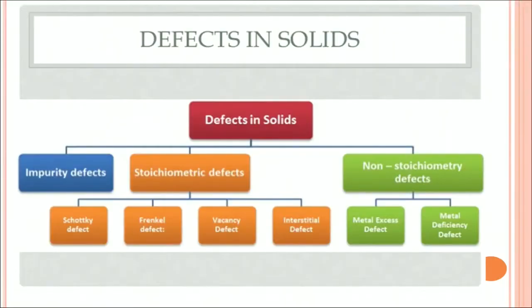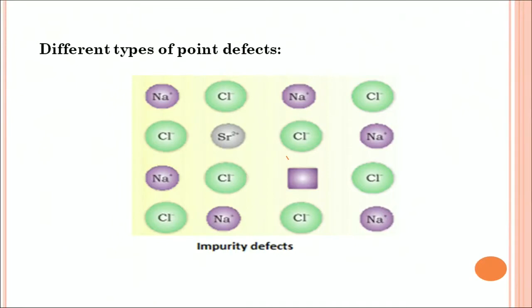So, this is the flow chart. You can see over there defects. Now, let us discuss this one by one. Different types of point defects. This is the impurity defect. Here you can see it is a crystal of sodium chloride, but there is an impurity of strontium chloride. Now, you can see here the strontium is also there as the impurity.